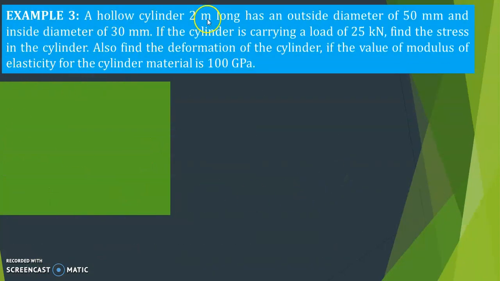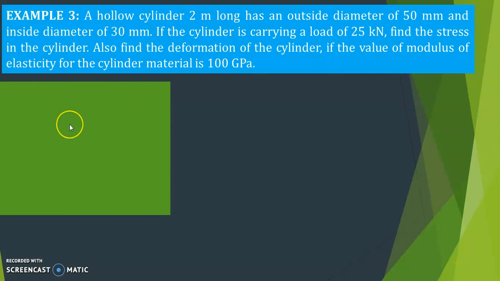A hollow cylinder 2 meter long has an outside diameter of 50 mm and inside diameter of 30 mm. If the cylinder is carrying a load of 25 kilonewton, find the stress in the cylinder. Also find the deformation of the cylinder, if the value of modulus of elasticity for the cylinder material is 100 GPa.